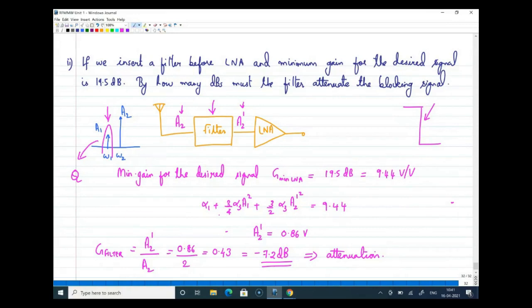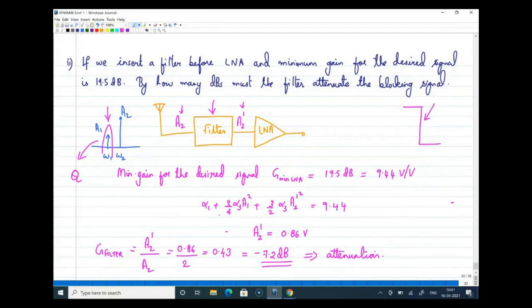Okay, sir, I understood. So signal one should also get minus 7.29 dB attenuation, is it? Not exactly, because even though they are closely placed, we designed this filter to remove this omega 2 component, not the omega 1 component.